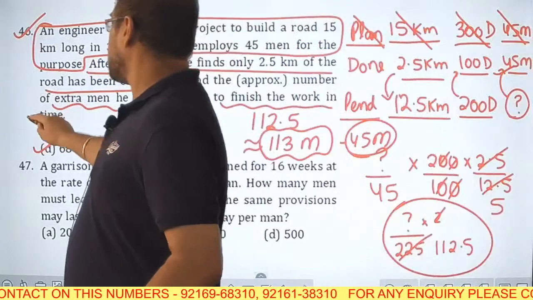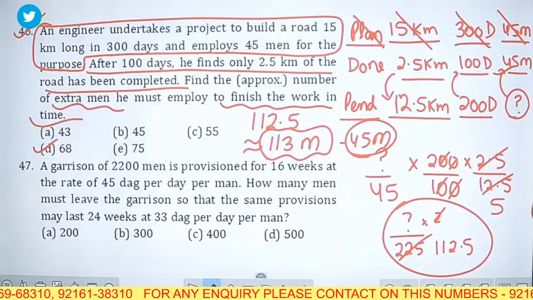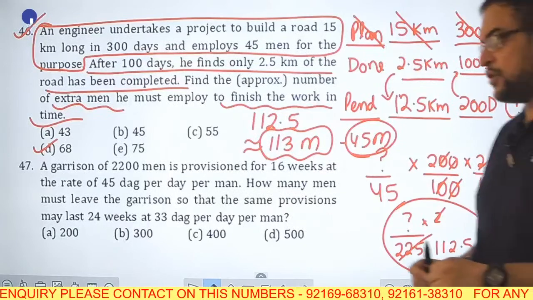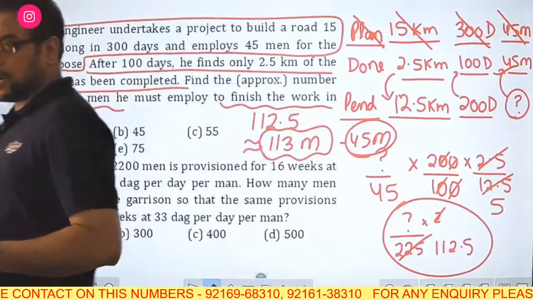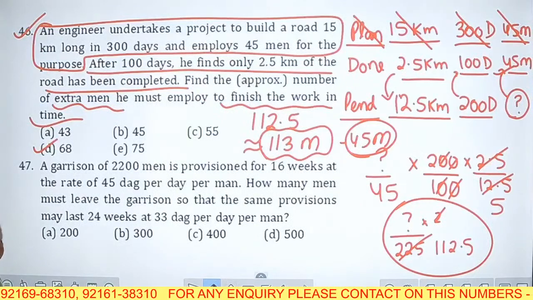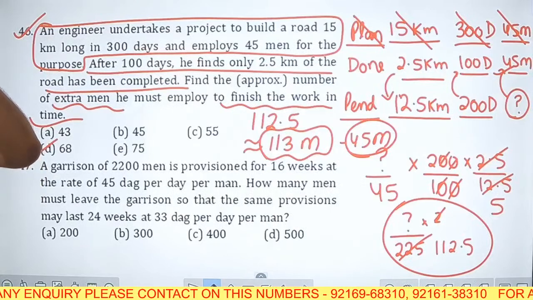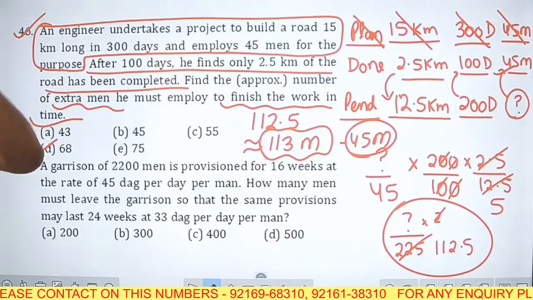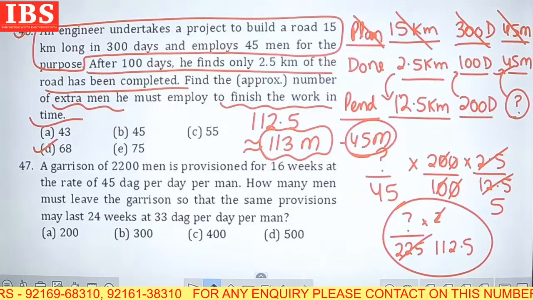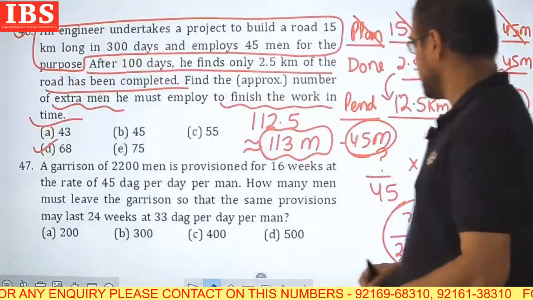Okay, so this is the question, and this is the solution for how we can solve this kind of question. Is it clear or not? Tell me in the comments, children. This is clear or not? We move on to the next question, that is a garrison based question, question 47. Yes, tell me in the comments, is this clear or not?